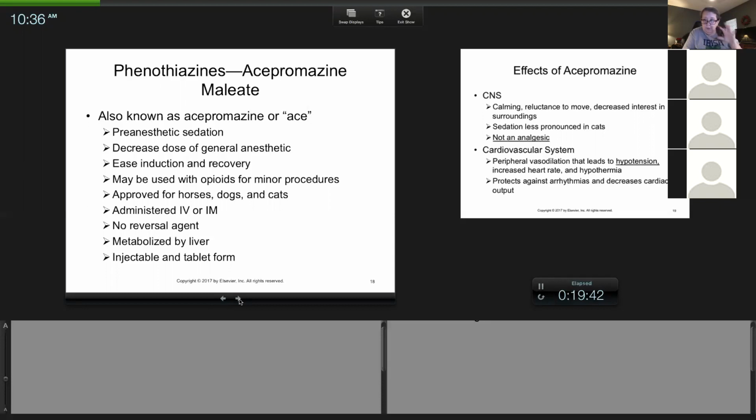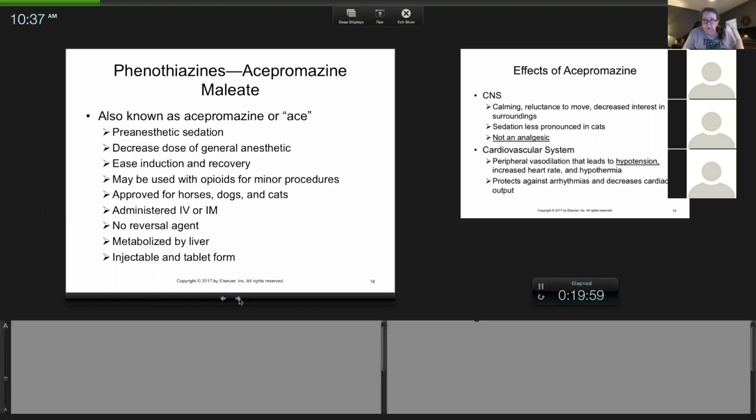So I always have a hand on their head. I always say hold them when they're sedated, because they can fall off a table, they can bite, they can react. But if you're going to do something painful, you should be giving ACE and an analgesic.